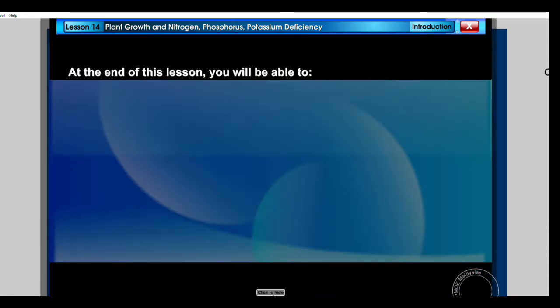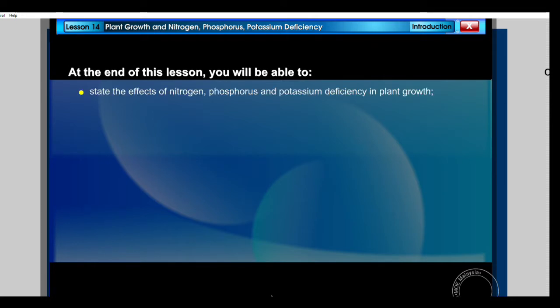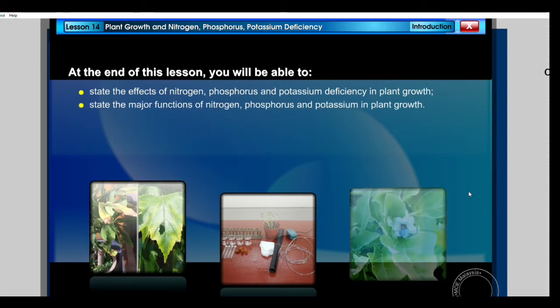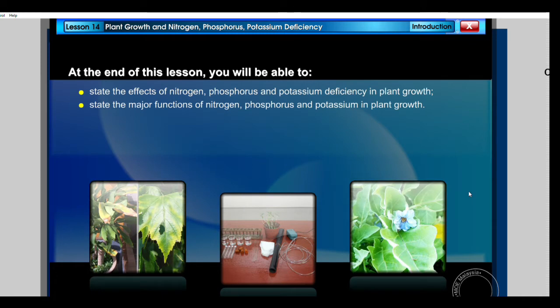At the end of this lesson, you will be able to state the effects of nitrogen, phosphorus, and potassium deficiency in plant growth. State the major functions of nitrogen, phosphorus, and potassium in plant growth.